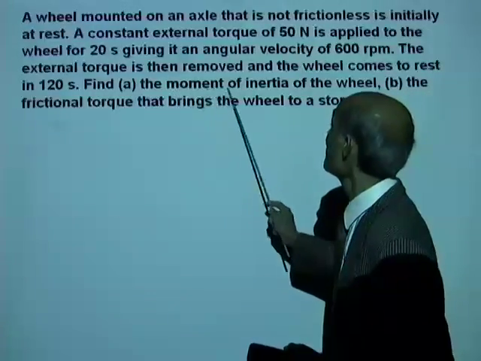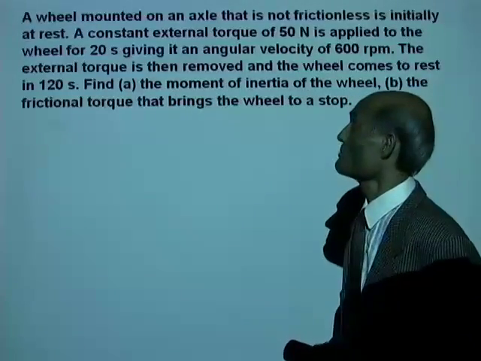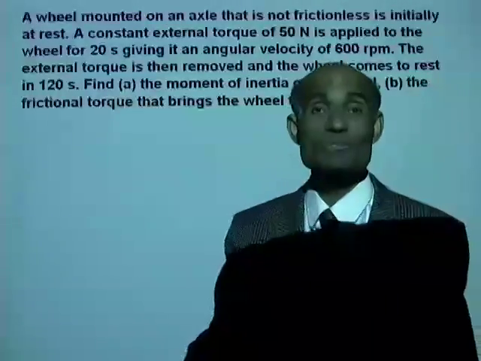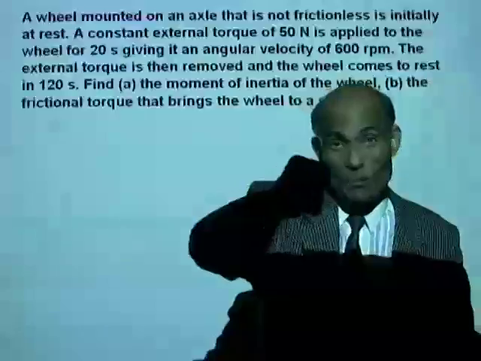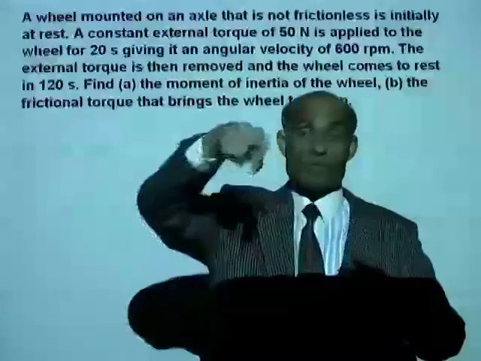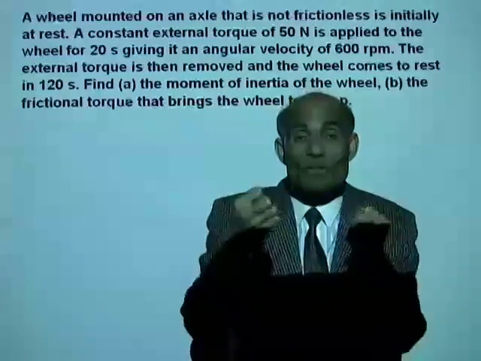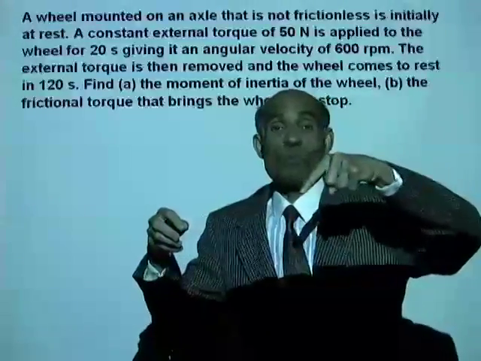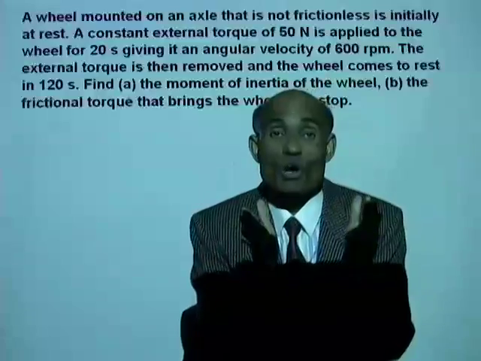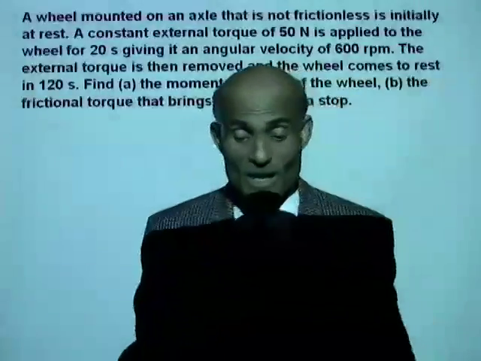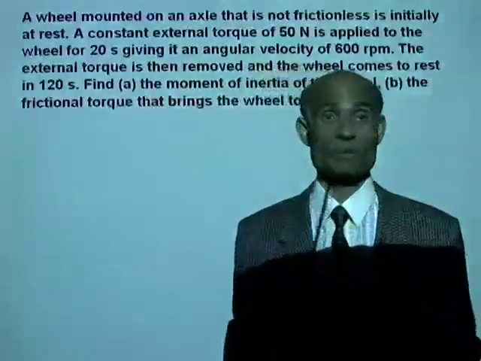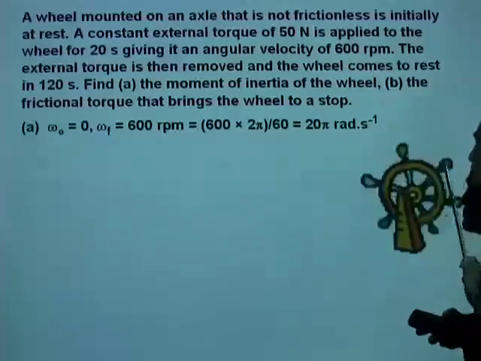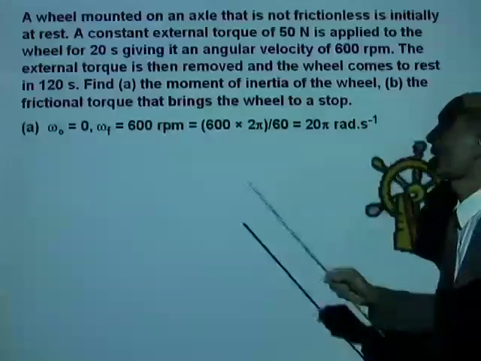A. Find the moment of inertia of the wheel, and B. the frictional torque that brings the wheel to a stop. Now you apply external torque and the wheel rotates. When the external torque is removed, the wheel comes to a stop. Why? Because of the torque applied by the friction, and we need to find that torque. Disregard this, I just put in a wheel there that is rotating.